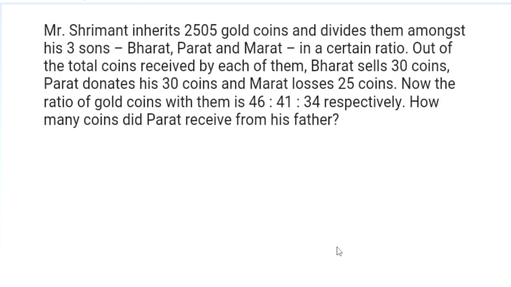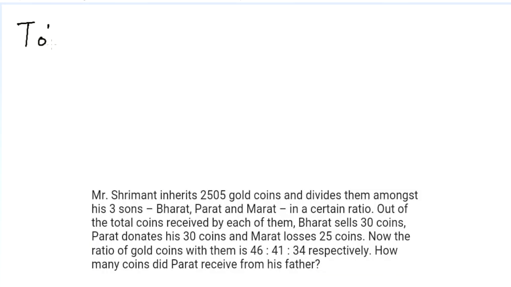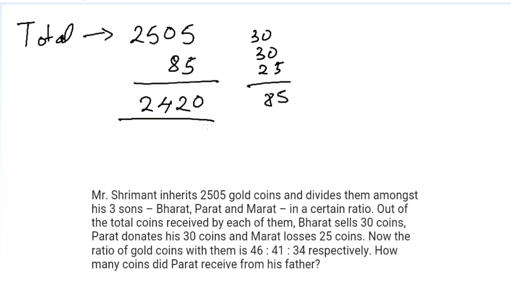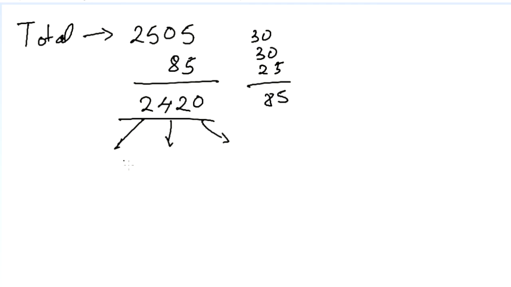So basically, total gold coins, 2,505 gold coins. From there, the number of 30, 30, and 25. So 30 Bharat, and then 30 and 25. So those are 85 coins that have been taken out from the total. Take that out from the total. So the amount left is what? 2,420 is the amount left, and they divided that between 3 of them, and the ratio is 46 is to 41 is to 34 respectively, right?